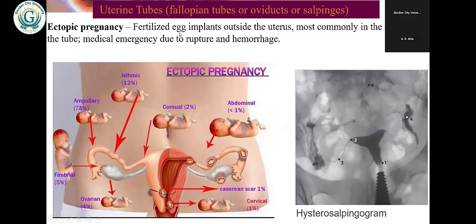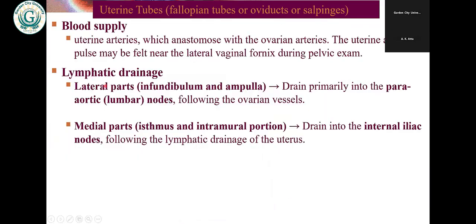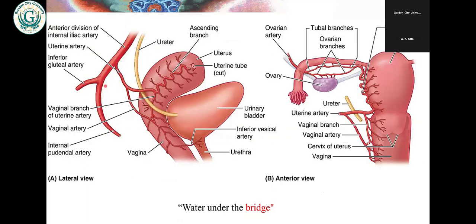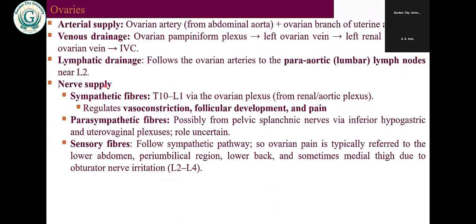I've seen something here. Let's look at this one. So under the ovary, we are looking at the innervation, we are looking at the blood supply, and we are looking at the lymphatic drainage.